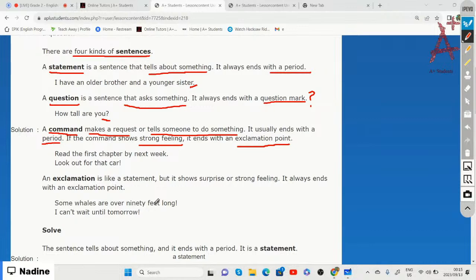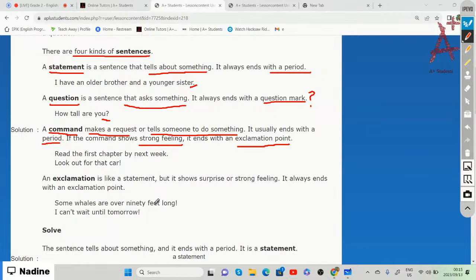Open the door, right? That is a command. It's like telling someone to do something, to open the door or to close the door. Put on your shoes, right? Those are all commands.